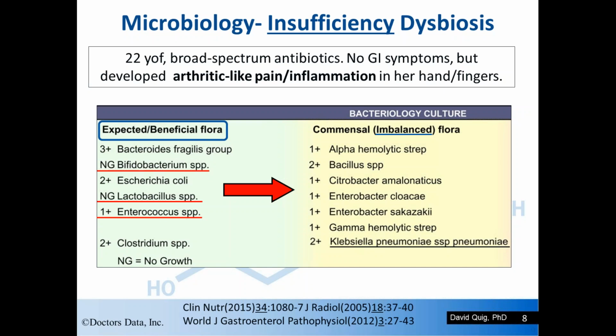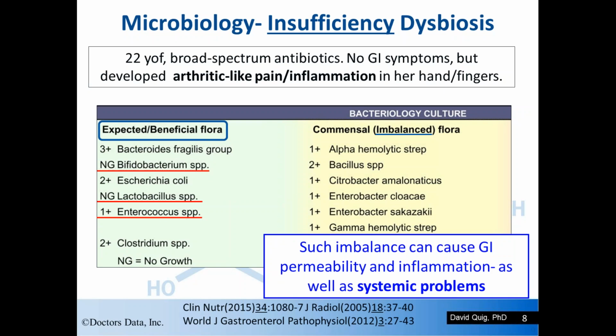But others are true pathobionts. That is, they have the potential to become pathogenic when the conditions are not good. And an example of that would be Klebsiella pneumoniae, a gram-negative bacterium that's loaded with the lipopolysaccharide endotoxin, which is very pro-inflammatory. Now, such imbalances can cause gastrointestinal permeability and inflammation, as well as systemic problems such as inflammation and autoimmune reactions.